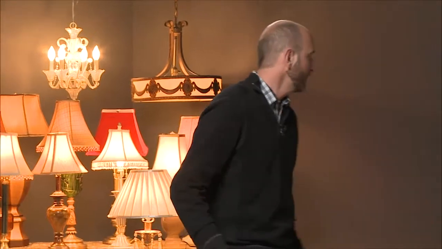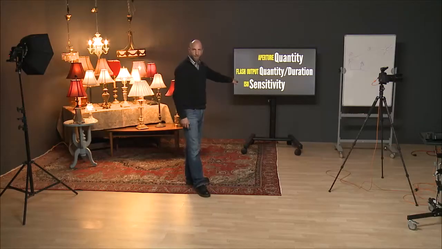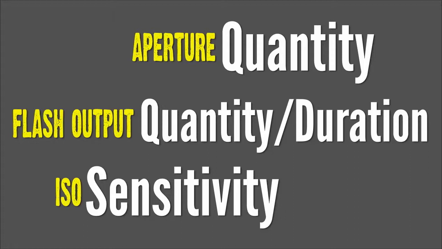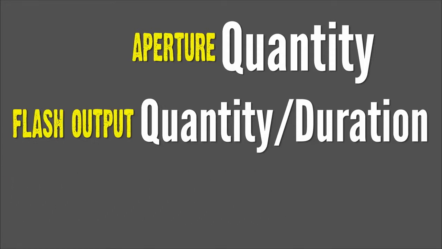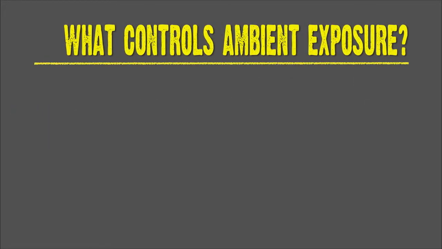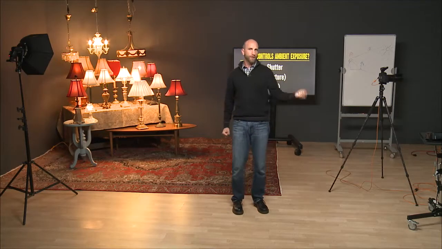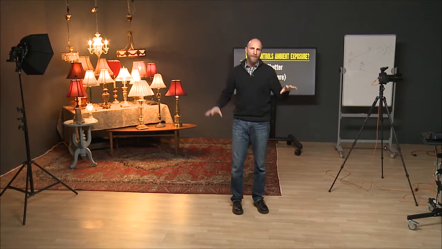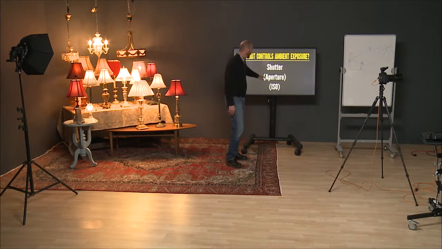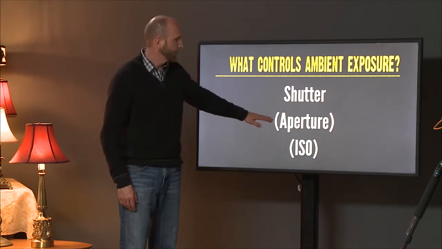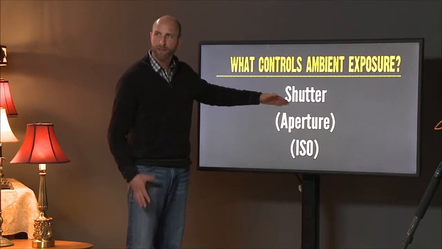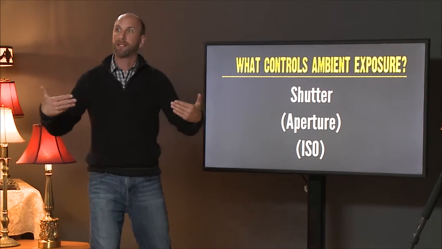All right, ISO is going to control sensitivity. We're going to forget about ISO for a second. So what controls the ambient exposure? Well, when we're talking about flash, generally what people will tell you is the aperture controls the flash exposure and the shutter controls the ambient light exposure. That is not exactly true because the aperture is still going to impact the ambient light. But what you can do, though, is slow the shutter down to get more ambient light and speed it up to get less ambient light.